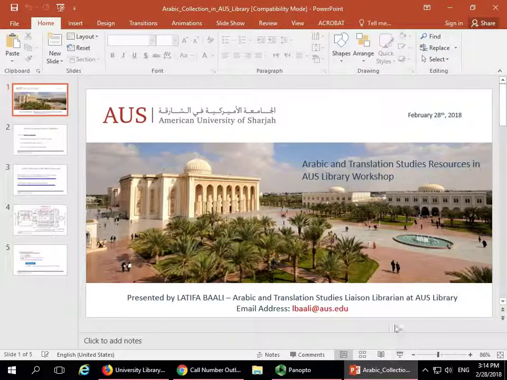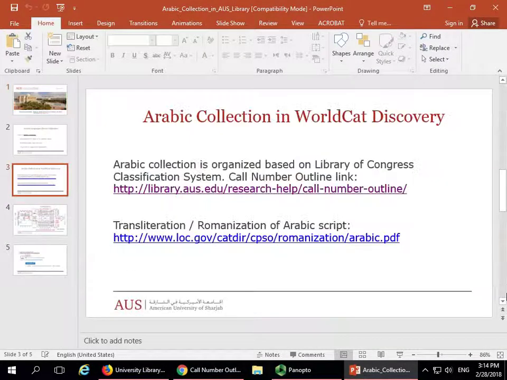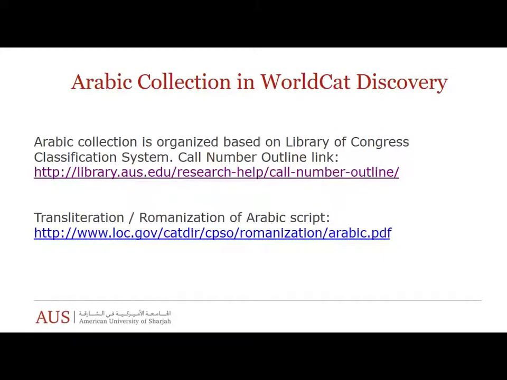I'm going to go back to these slides of my presentation. So I talked about how books are organized. Now, for Arabic books, in order to create records of books in our integrated library system, as any other library following the Library of Congress classification system, we need to do romanization of Arabic script.